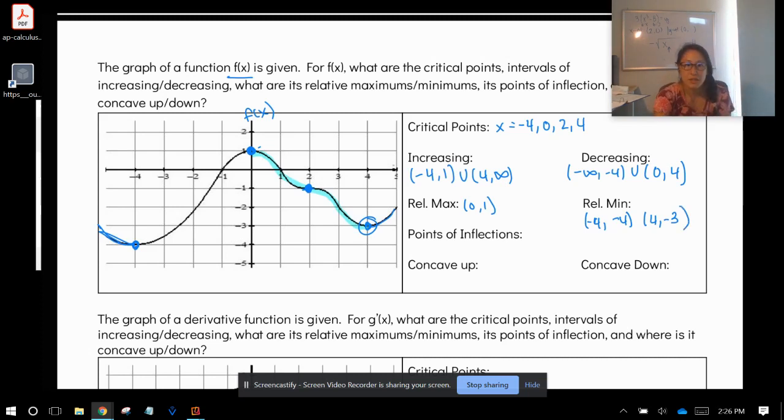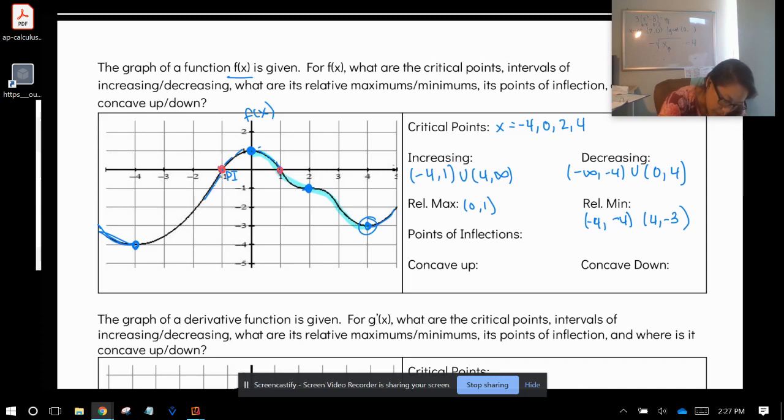Our points of inflection are when our graph changes from being concave down to concave up, or concave up to concave down. So I can see that I would draw my tangent line underneath the graph until I get to x equals 1. And then this right here is a point of inflection. And I can also see that I would draw my tangent lines above the graph until I get to x equals 1, positive 1. Let's put those right here.